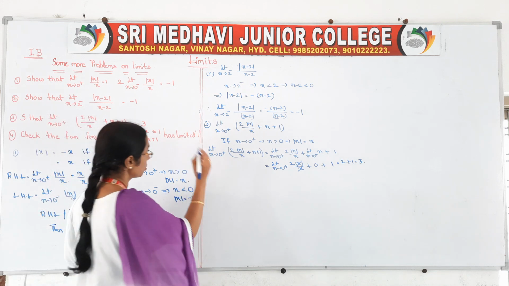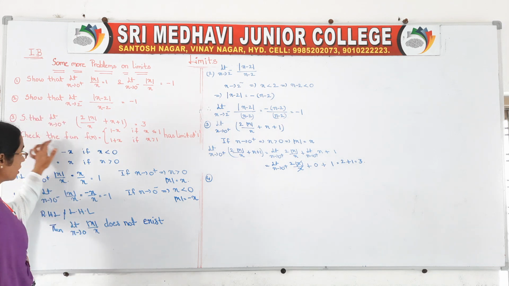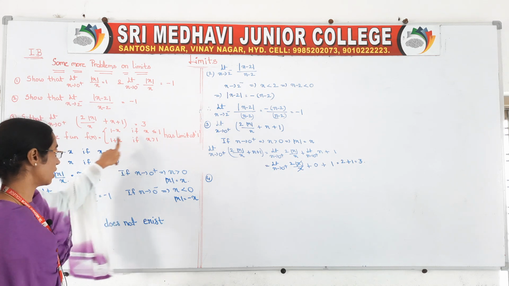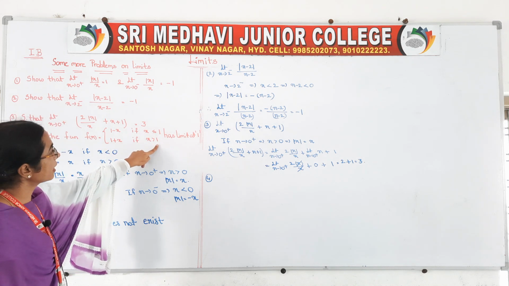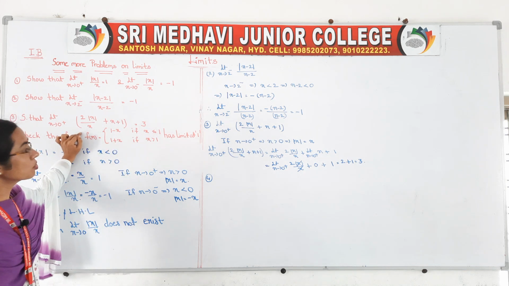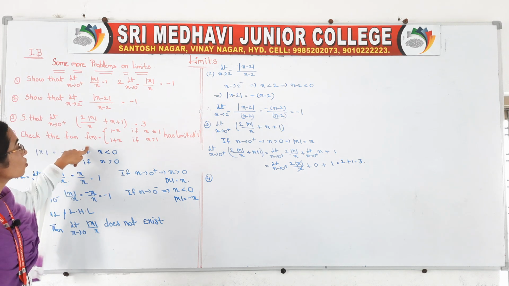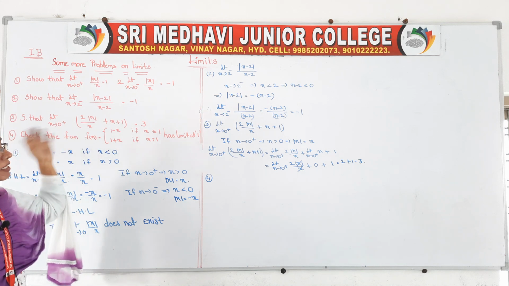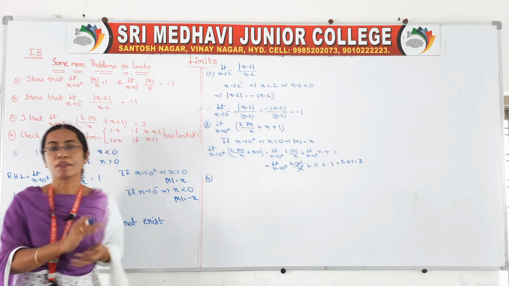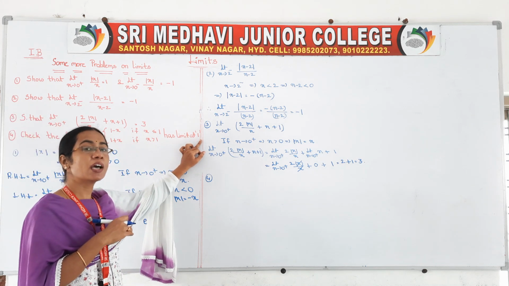Now come to your fourth question. What is your fourth question? Check whether the function f of x equals 1 minus x if x is less than or equal to 1, and 1 plus x if x is greater than 1, has a limit at 1. That means you have to check whether limit x tends to 1 of f of x exists or not. If it exists, what is its value? Check whether this function is having a limit at 1 or not.